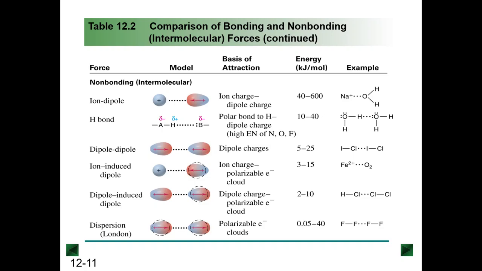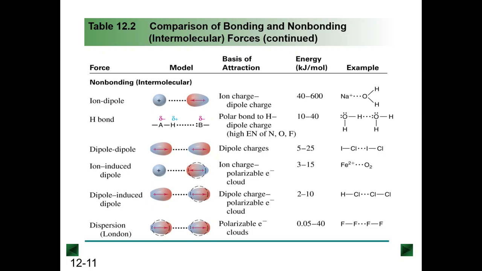So these are permanent dipoles in the molecule. The charge interacts with it, and the energies of these interactions can be comparable to the low end of the covalent interaction scale. They can be 40 to 600 kilojoules per mole, depending on the ion and the dipole. Of course, if you have a smaller ion like lithium, the interaction energy can be significantly higher.